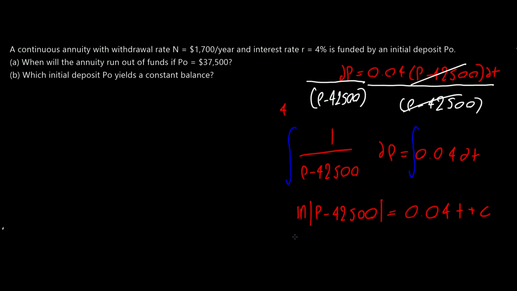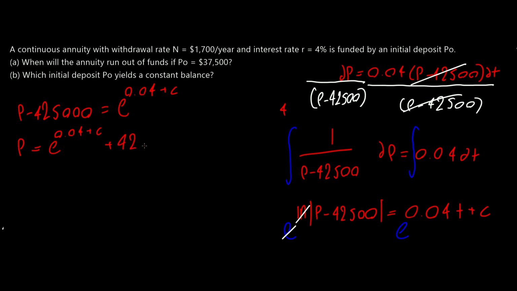So we can also begin by putting e to the power of both of these things, as we have been doing many times as well. So after we add the e's, we can cancel out the natural log there, and then we're going to end up with, on the left, p minus 42,500, and then it's going to be equal to e to the power of 0.04t plus c. We can then move the 42,500 to the right, and we're going to have p equaling e to the power of 0.04t plus c, and then plus 42,500.